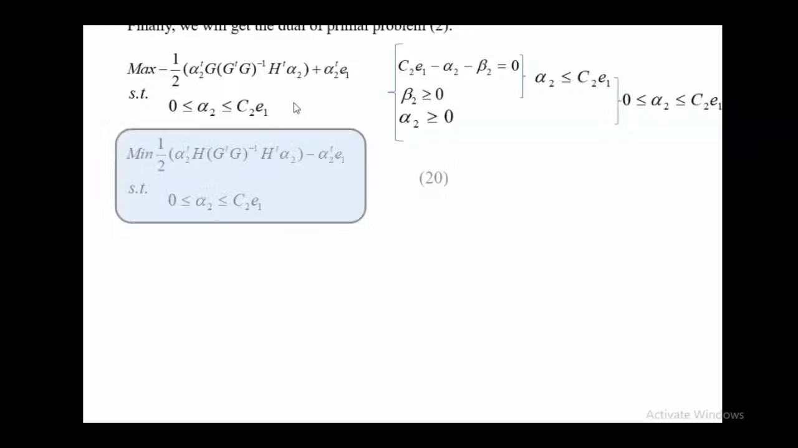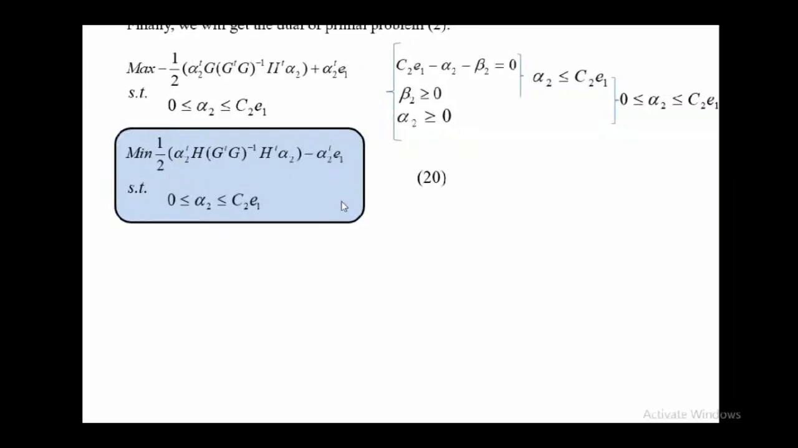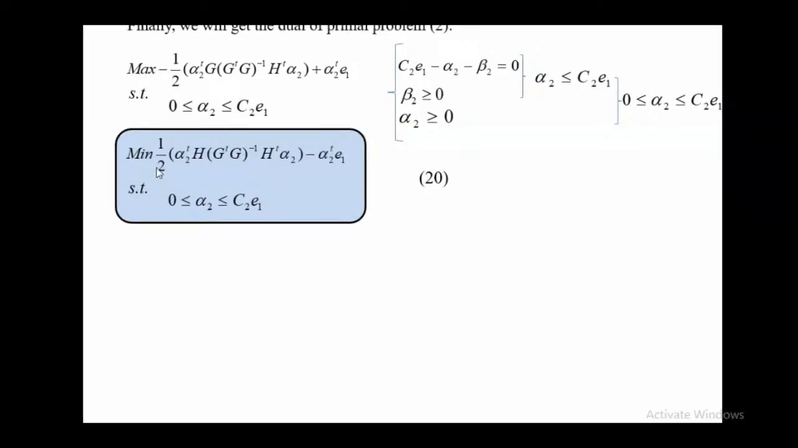So now our aim is again to find this alpha 2, because alpha 2 is unknown to us. The other terms we already know. Alpha 1 you can compute by equation number 12, and alpha 2 you can compute by equation number 20. So our aim is to solve this quadratic programming problem, and for that we are using the MATLAB toolbox. Let's discuss how we can apply it.